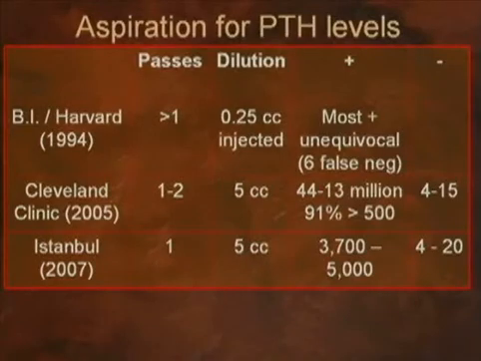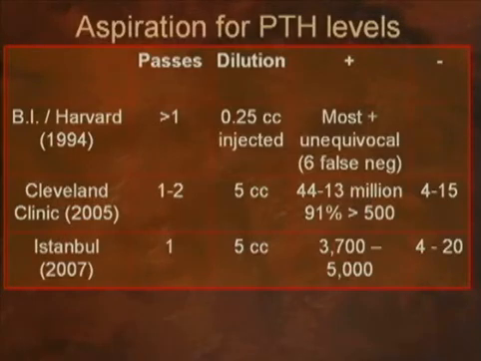So let's talk a little bit about aspirating parathyroid nodules and sending the specimen for PTH levels. This was first described, as best I can tell, back in 1994 by a group at Beth Israel and Harvard. The technique that they used was they injected 0.25 cc's of saline into the nodule and then aspirated as much of that fluid as they could. They did it one or more times. They put the specimens in separate tubes, froze them, and sent them to the lab to get PTH assays.